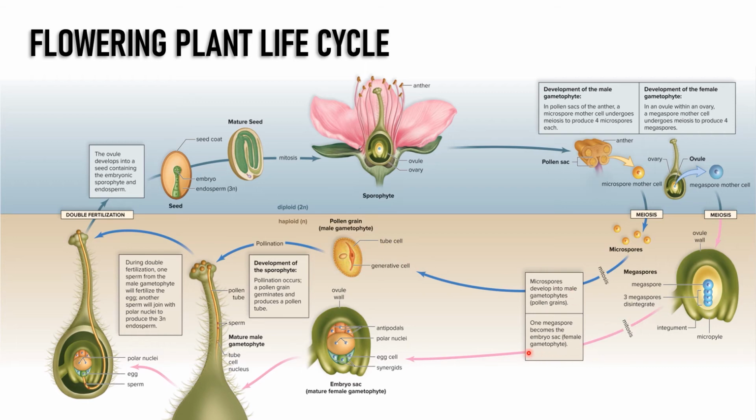This one will undergo mitosis and forms 3 antipodal cells, 2 polar nuclei, and 1 egg cell with 2 synergid cells. Actually, this synergid cell is something that can provide nutrients to the egg cell. This part is taking place in this part, and this one is taking place at this part now.